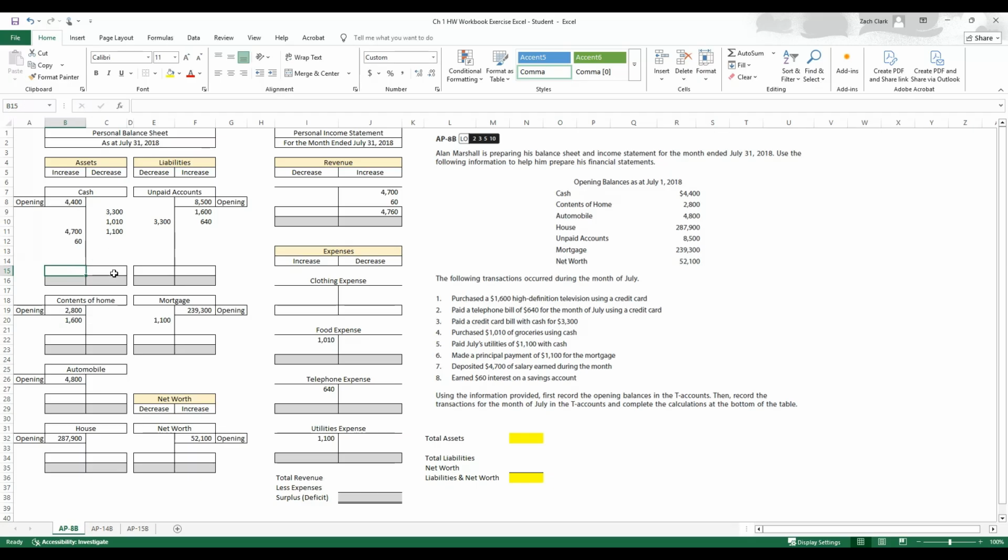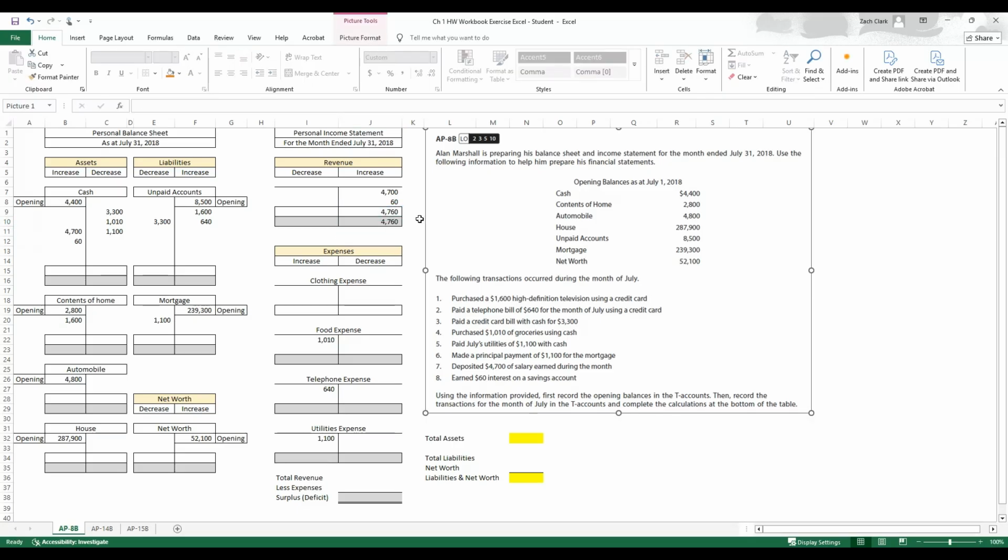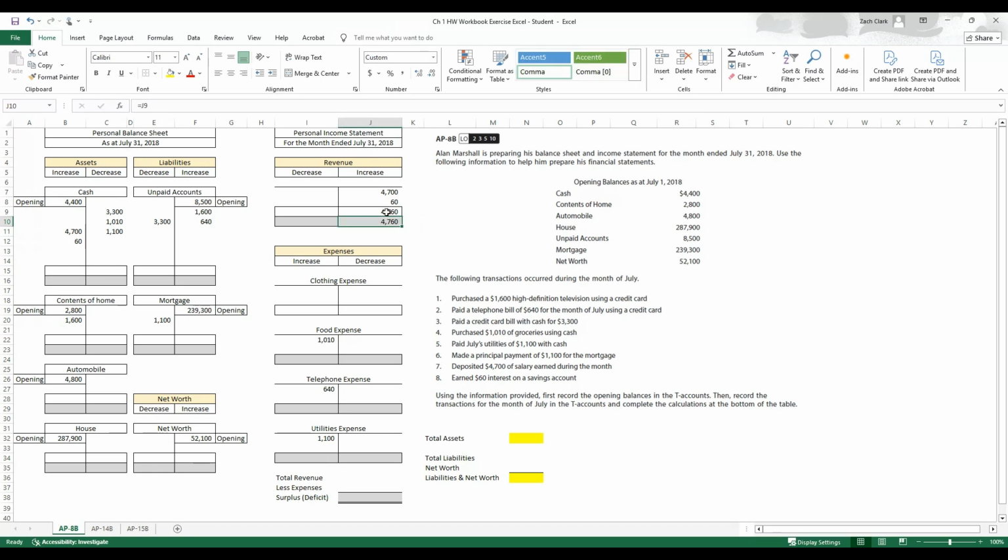The increases plus the opening, less the decreases, gives us our ending balance. But in the revenues and expenses, we only see activity on one side, unlike the balance sheet accounts. So really we can say equals this number. It's a little bit redundant, but if we want to continue to have a total in both these summation cells, we can do that.